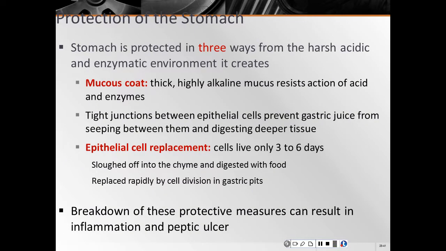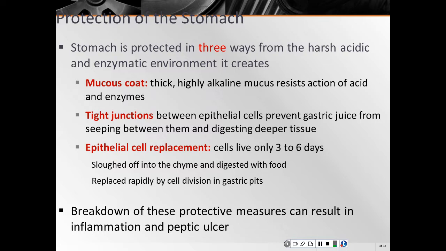Now, protection of the stomach from self-digestion is accomplished by three means. What are they? They are the mucus coat, the tight junctions, which I did not highlight, let me highlight that now, as well as the epithelial cell replacement. So when we look at the mucus coat, that is a very thick, highly alkaline mucus that coats the stomach and resists the action of acids and enzymes.